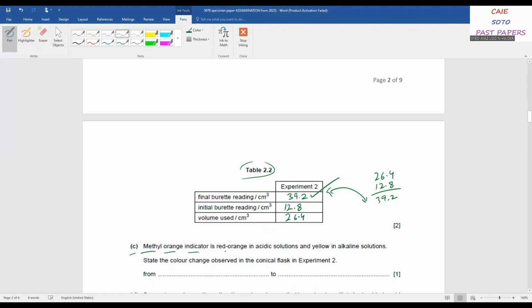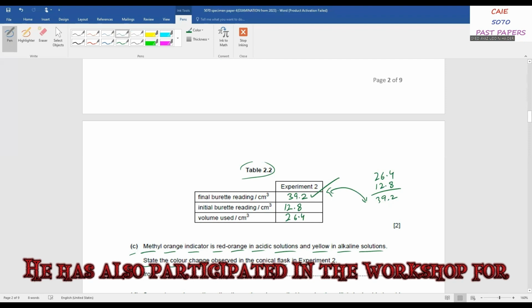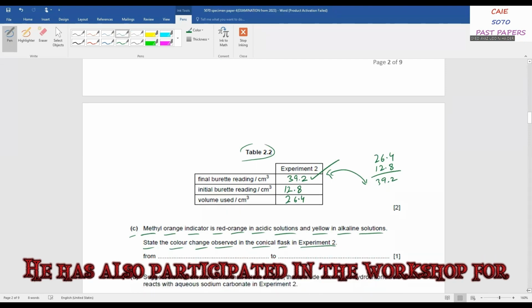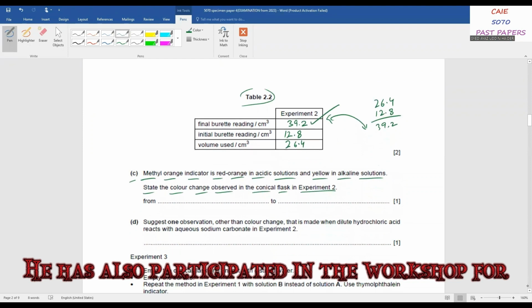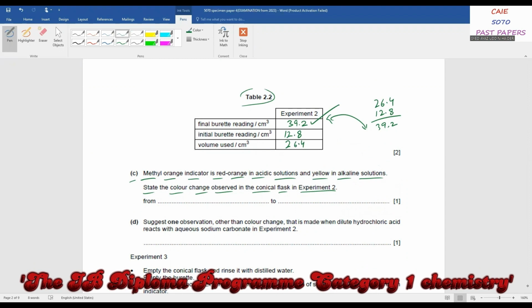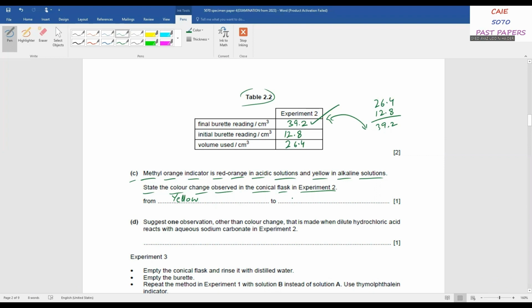C. Methyl orange indicator is red orange in acidic solutions and yellow in alkaline solutions. State the color change observed in the conical flask in experiment 2. So what was added in conical flask initially? You will write that color, whether the initial solution is acid or alkaline. It is alkaline initially, so you will write yellow here. We have sodium carbonate and acid is added. So in the end, we'll get the color due to excess of acid, which should be red or orange.